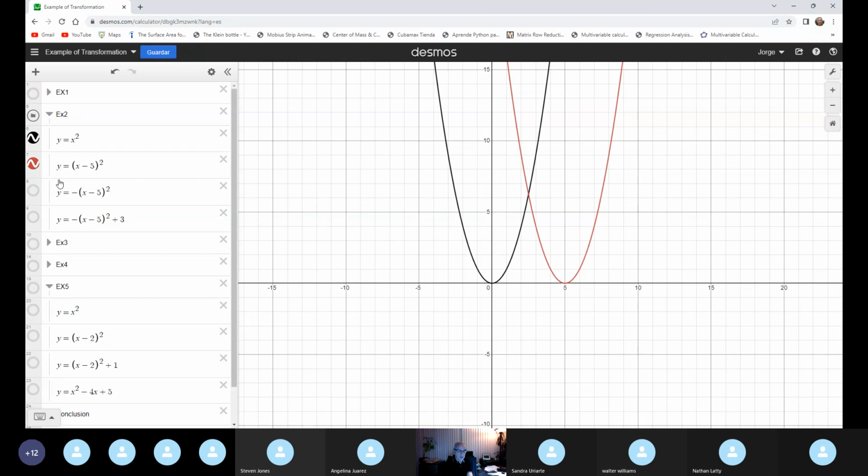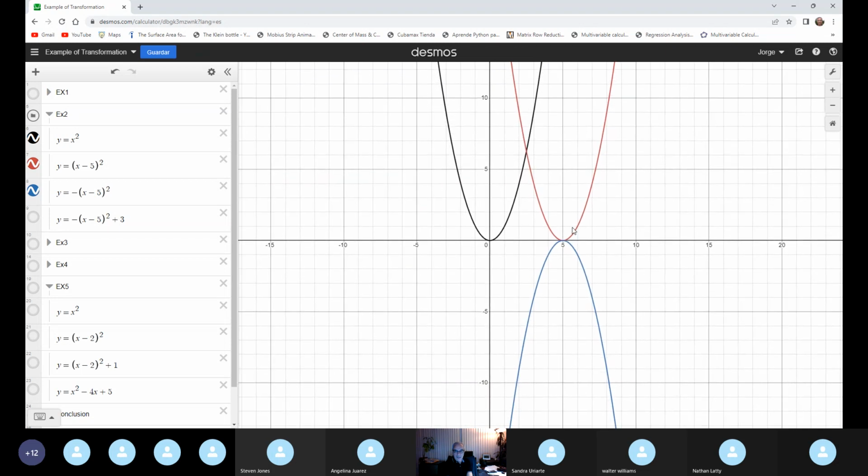The next transformation is negative 1. In the original we have negative 1, so negative 1 is reflection. Reflection about the x-axis. The blue is the reflection of the red after multiplication by negative 1. And finally, plus 3. Plus 3 represents vertical shift 3 units up. Bam. And this is my final answer.